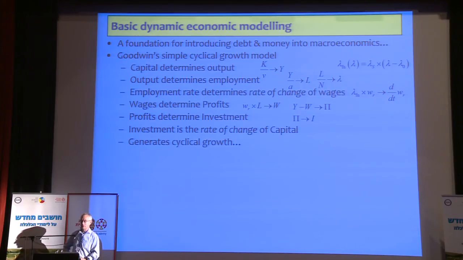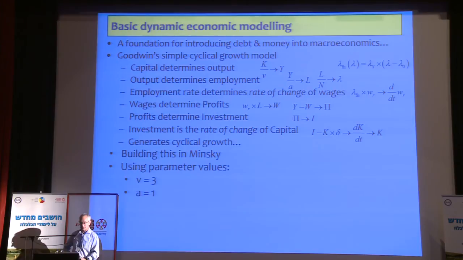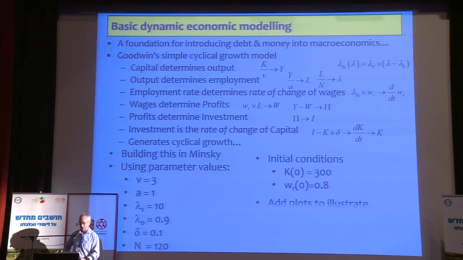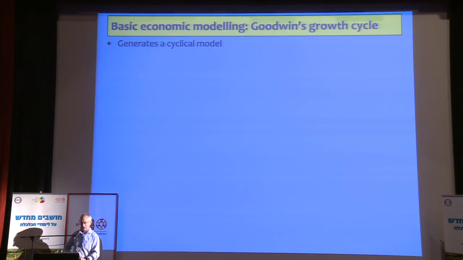In the simple model that Goodwin built, all profit gets invested, and investment minus depreciation is the rate of change of the capital stock. Now, building that in Minsky with a few parameter values I'm stating here for anybody who wants to play with it later, you get a model that behaves like this.